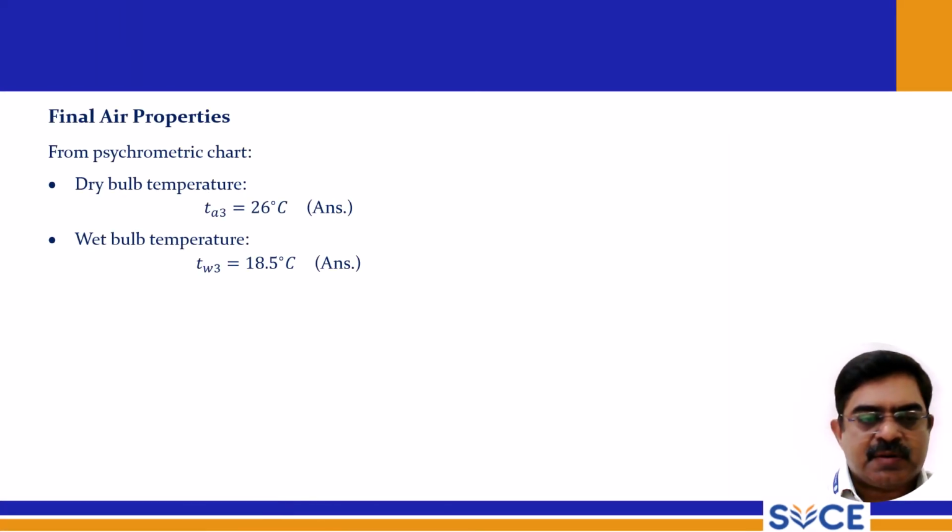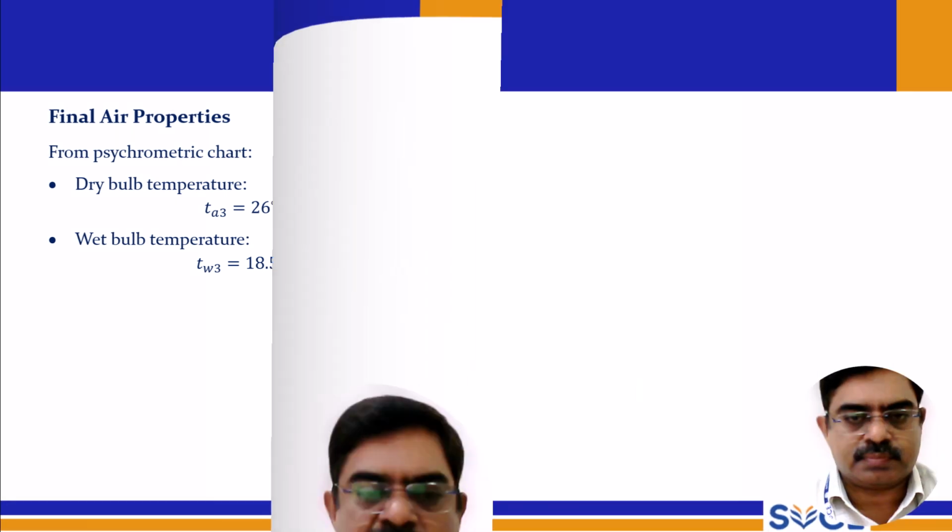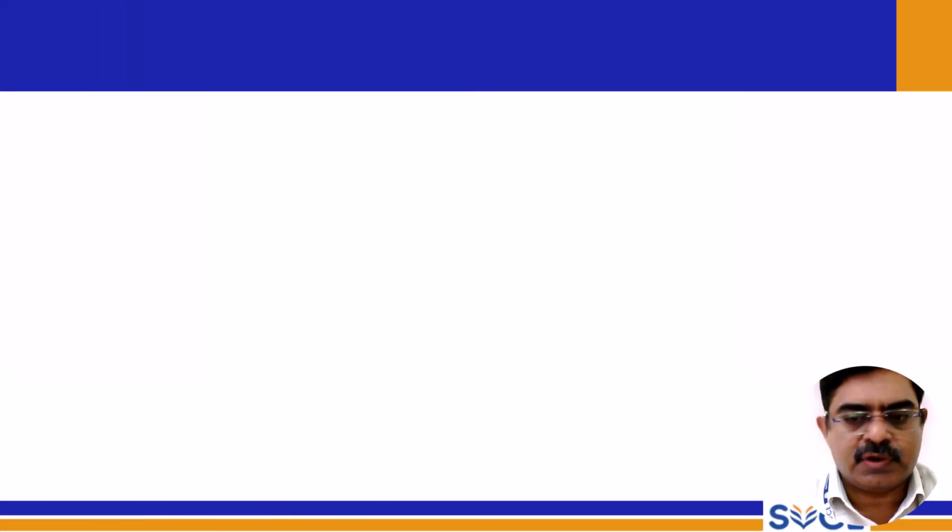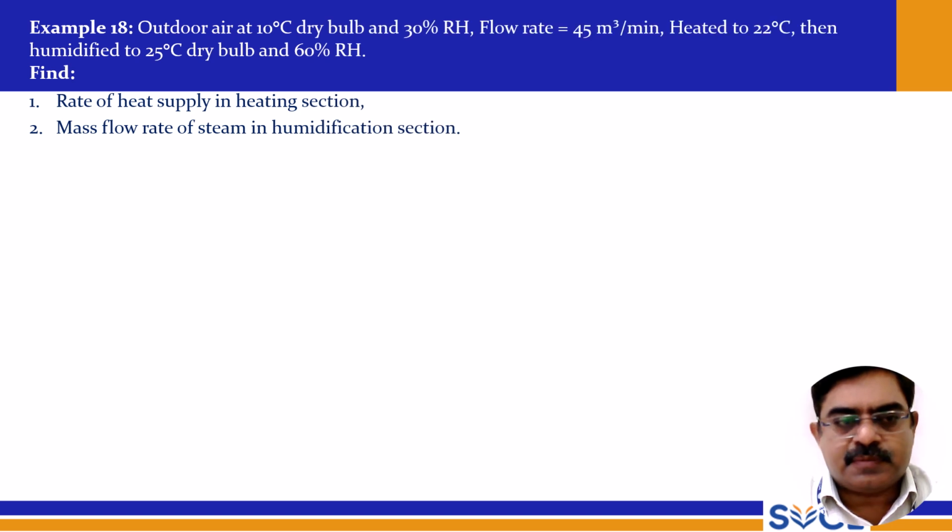So final air properties are from psychrometric chart. Dry bulb temperature Ta3 equal to 26 degrees Celsius, and wet bulb temperature Tw3 equal to 18.5 degrees Celsius. So these are the final. So we will see next problem, numerical.